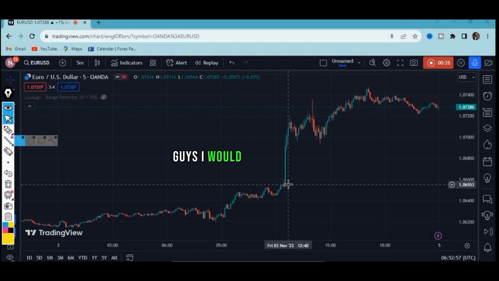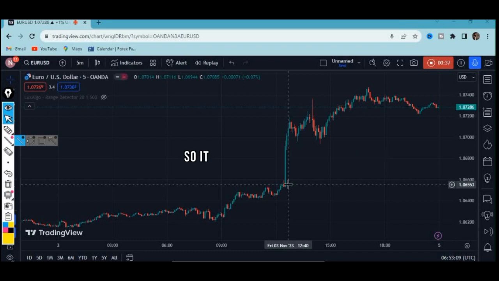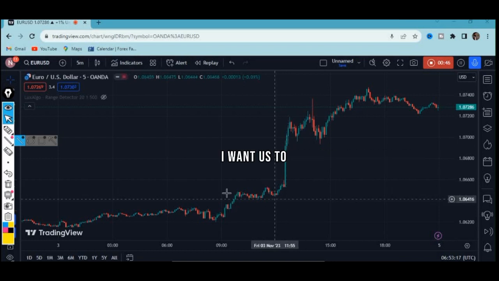So guys, I would love you to stick here till the end as I show you one great indicator that detects ranges by Lux Algo, a very great indicator that is not repainting and is working in real time. So it will be easy for you to detect a range. After a range, you will know how to execute your trades. Okay, so guys, without further ado, I want us to add the indicator.